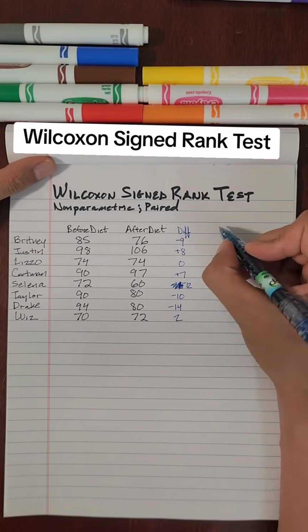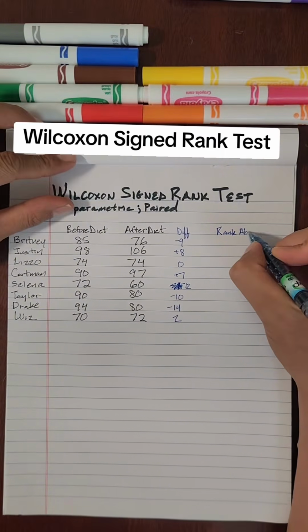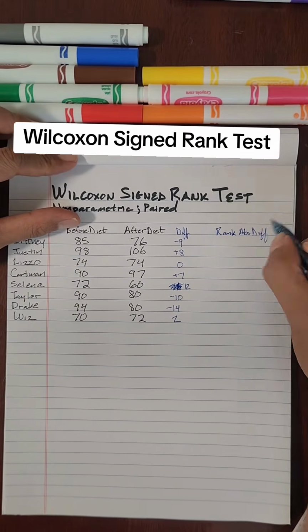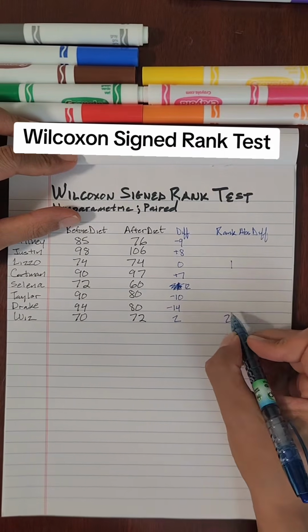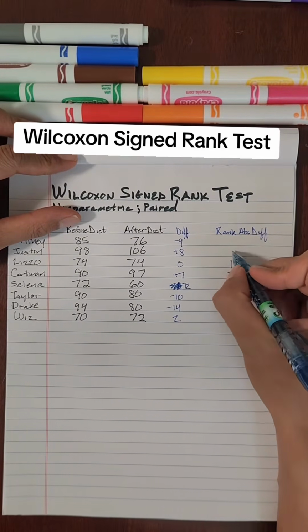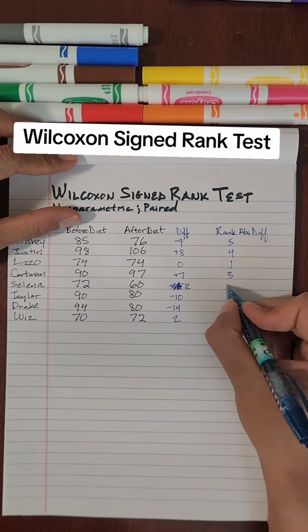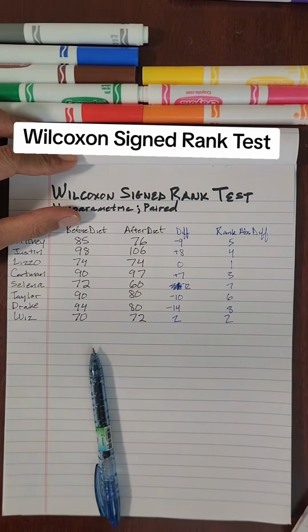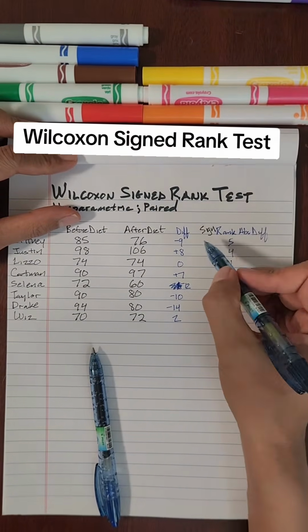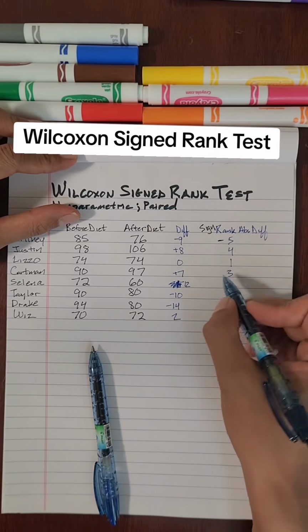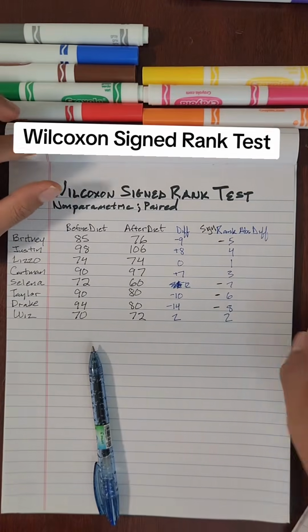And then we're going to rank the absolute value of the difference. So the absolute value of the differences: 0 is the smallest one, then 2, 7, 8, 9. There you go. And then let's now put the sign of the difference. So we'll have a negative here, negative here, negative here, and a negative here.